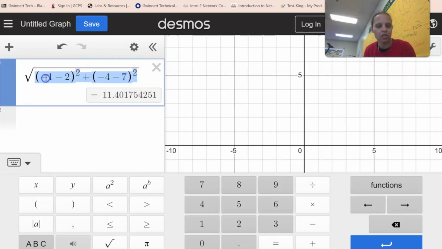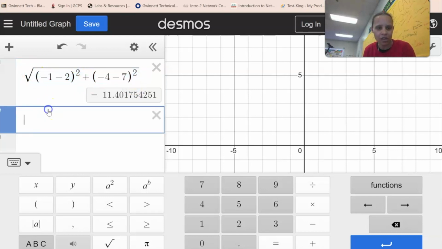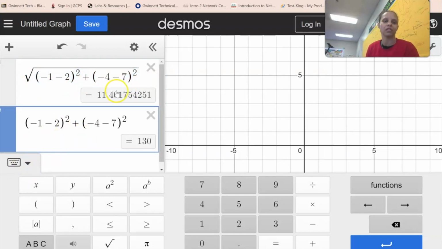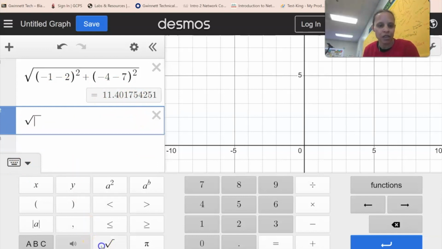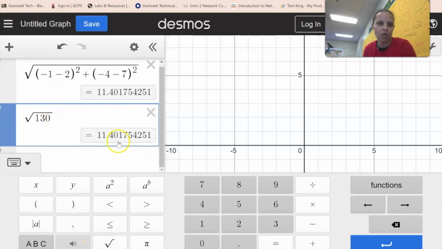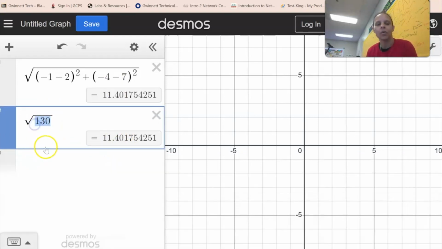So what you're going to do is copy and paste everything that's underneath the radical, because that's what's making it this irrational number. So I get the square root of 130, right? I can take this and type in the square root of 130, and I'm going to get the exact same thing. Okay, so the question is, how can I simplify the square root of 130? So remember, you have to take the prime factorization of it, break it all the way down, and then see if you can make any pairs.